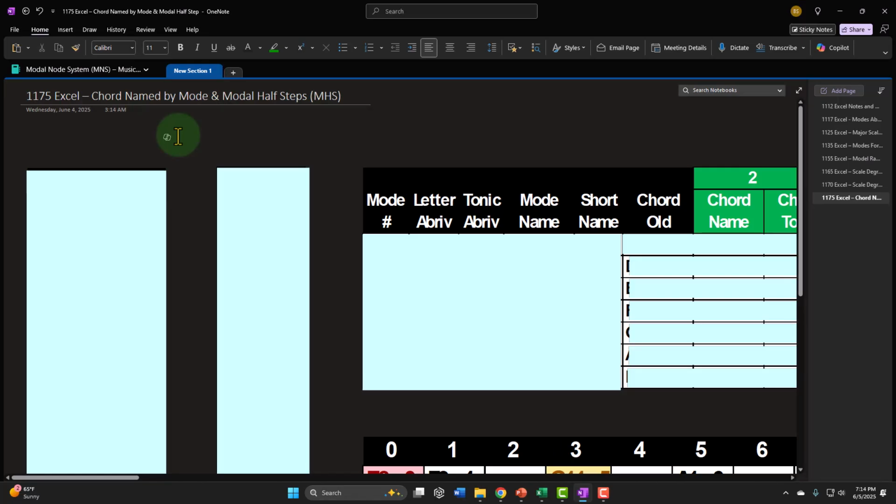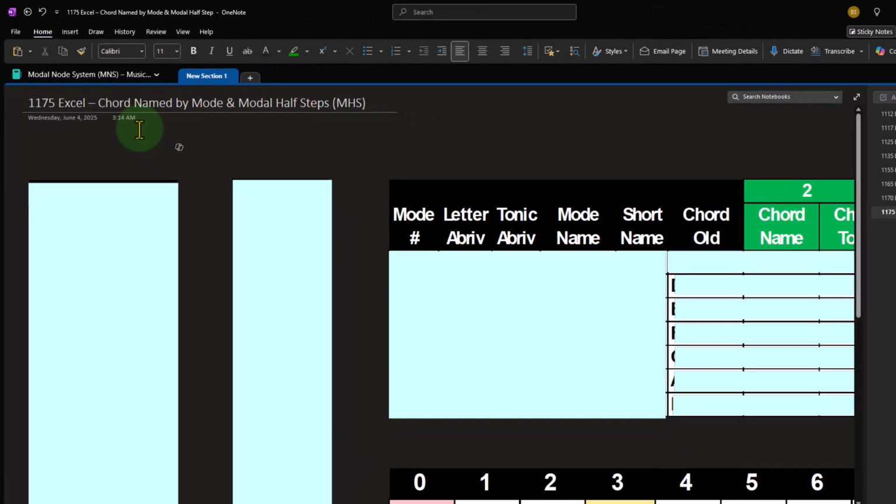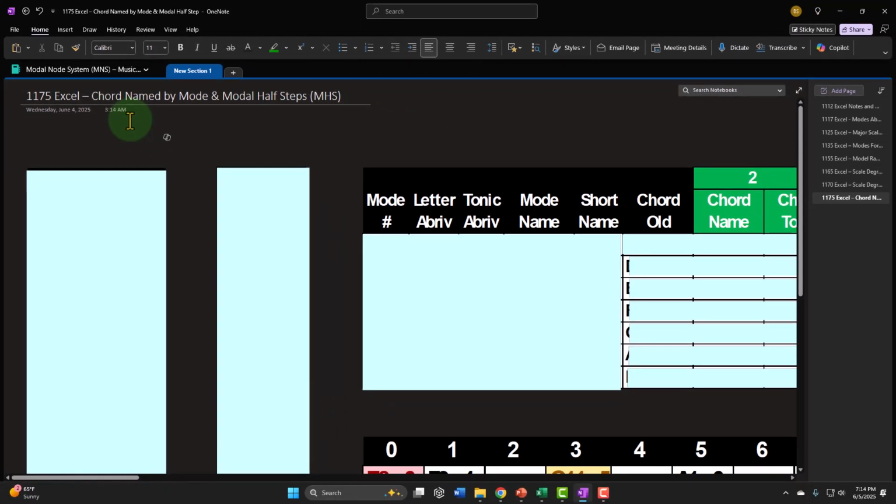So get ready and get some coffee, because although we're just playing with one note, it's a beautiful note. You're not required to, but if you have access to it and would like to follow along, we're currently in the OneNote file of the Modal Note System MNS presentation 1175 Excel, chords named by mode and modal half steps. Presentation list on the right. We plan on adding plenty more to them shortly.